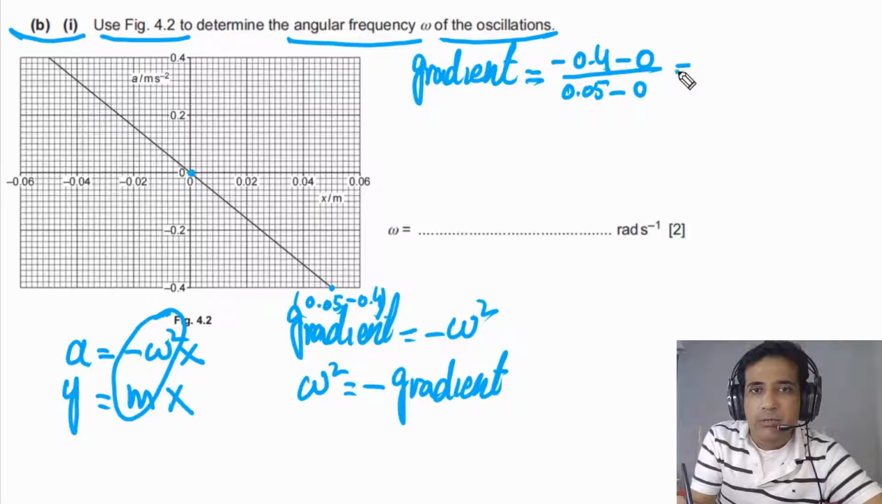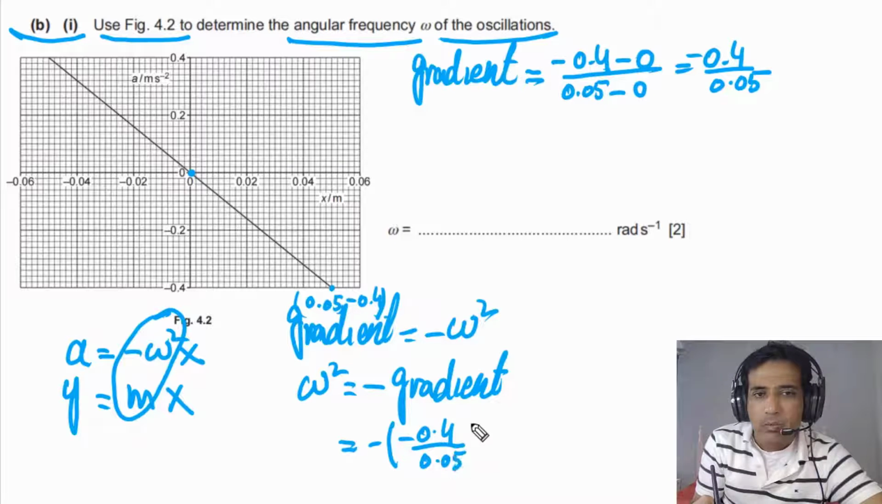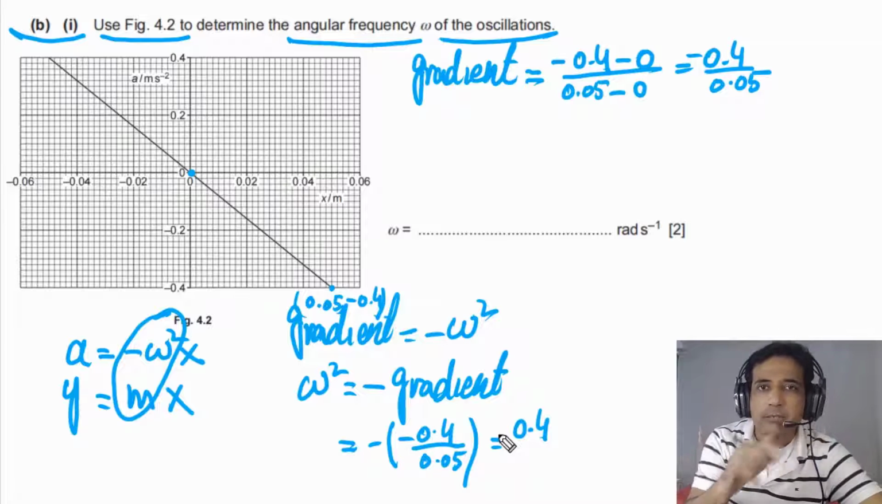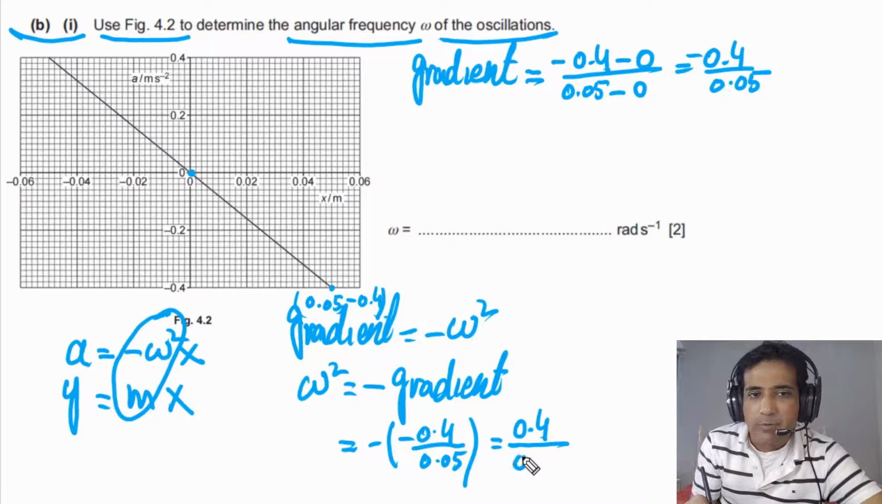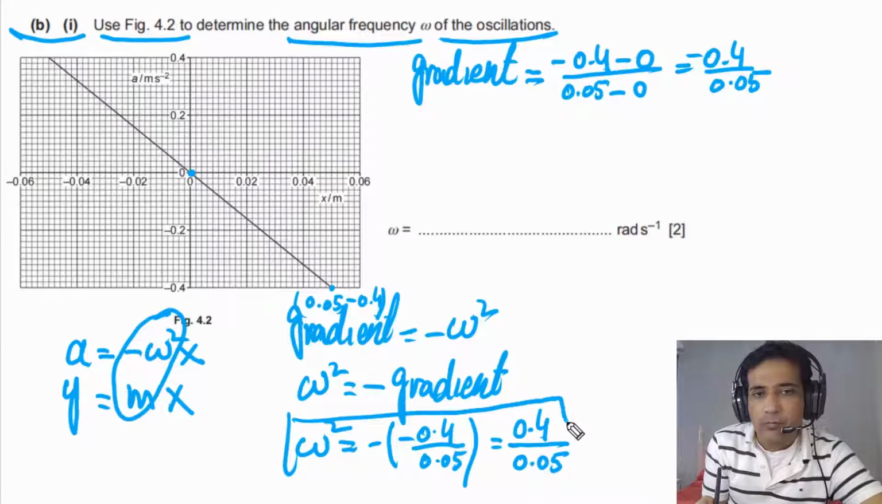So in this case, value of gradient will be equal to minus 0.4 divided by 0.05. Now we can plug in this value here. If we take minus of that, we have minus 0.4 and this is divided by 0.05. So simply we can write down minus will be cancelled with minus. So we have 0.4, means you multiply minus with minus, you will get positive sign. So here we have divided by 0.05. Then this one is equal to omega square. So this is value of omega square.